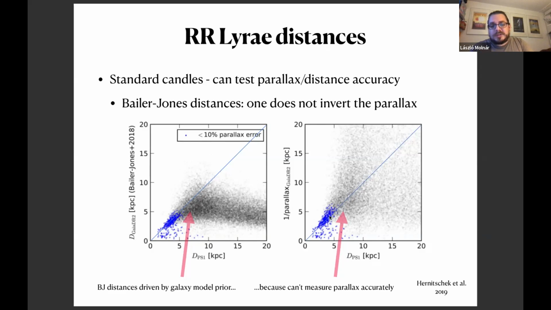And on the right plot, you can see basically that beyond 5 to 8 kiloparsec, you lose any precision and parallax values are all over the plot. This will slightly improve. These have slightly improved in EDR3, but of course, not by a large amount.